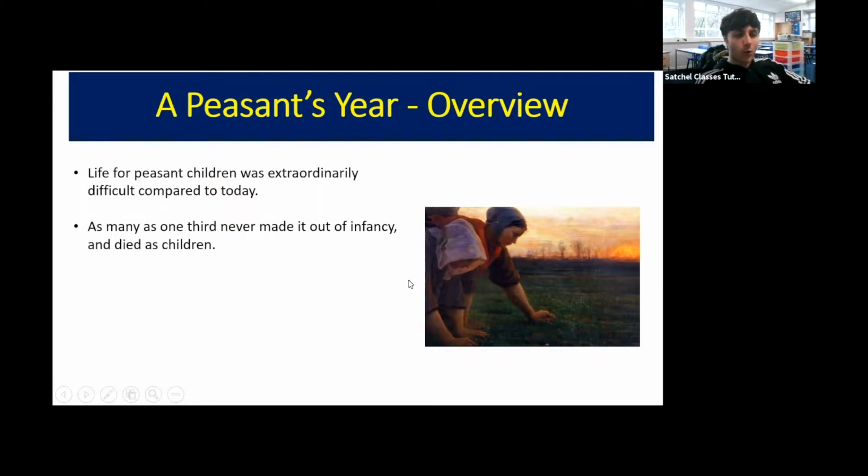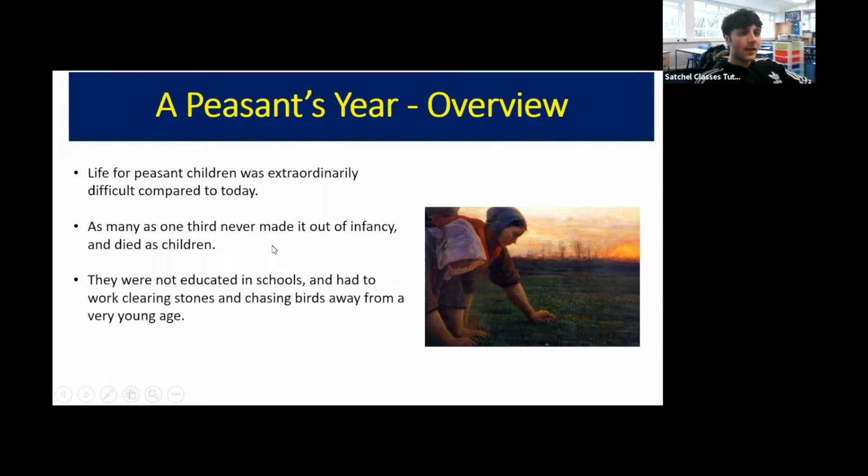So as many as one third, so one in three peasant children at this time would never even make it out of infancy. So they would die as children. That means infant mortality was that high. If you did survive, you wouldn't be educated in school, and you would instead start working almost as soon as you could stand up and hold tools. You would start working clearing stones out of the farms and chasing birds away, and that would be from a really, really young age. So your life would be set out for you as one of working very hard very early on.